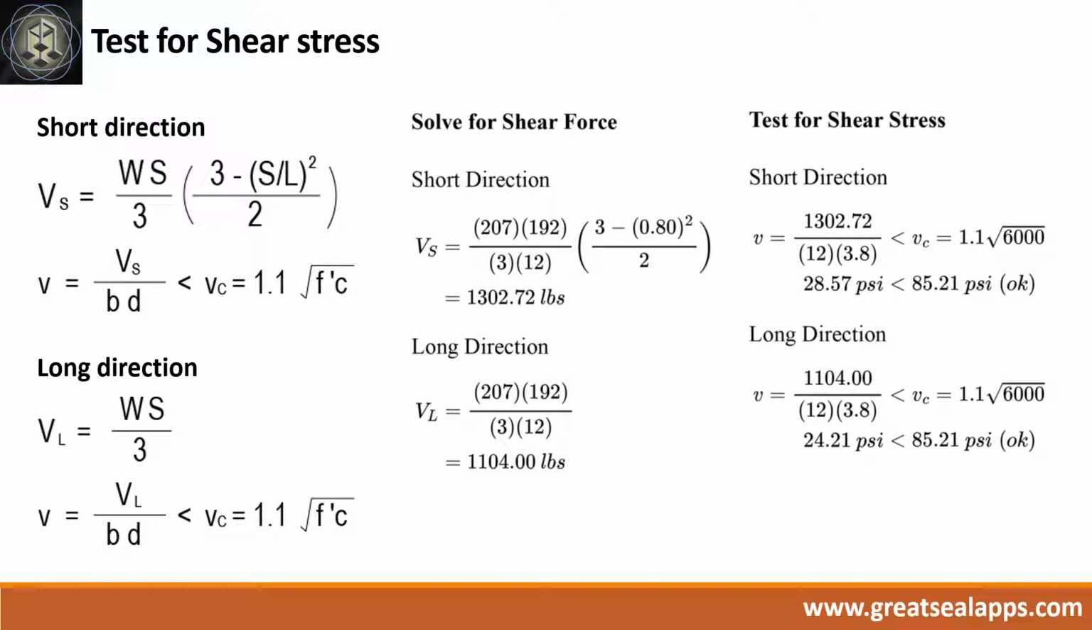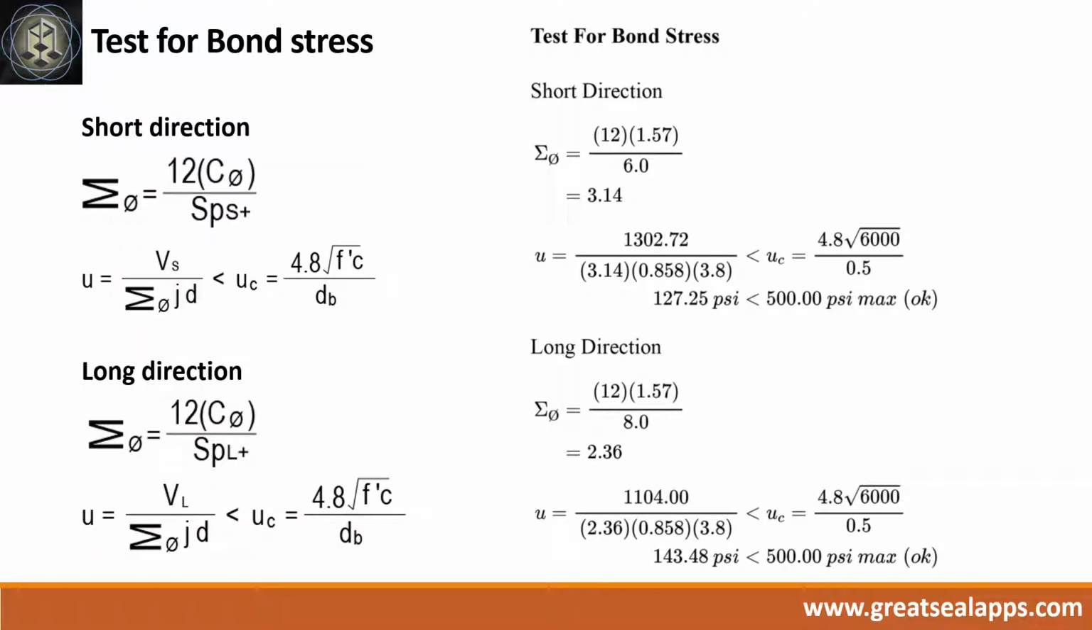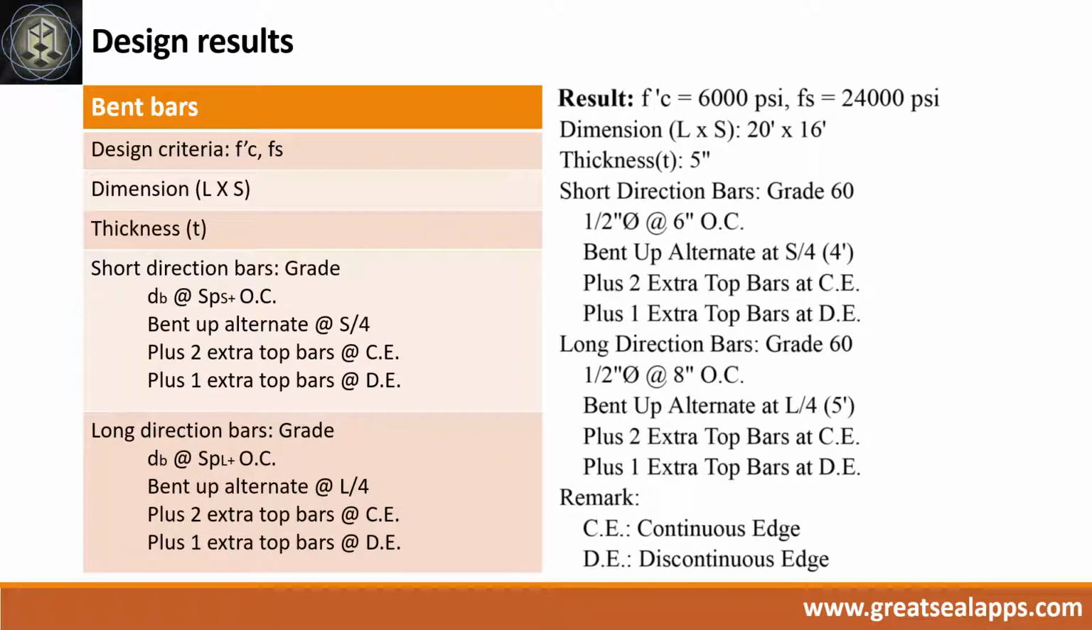1,302.72 pounds, with shear stress of 28.57 psi, less than 85.21 psi. The long direction shear force is 1,104 pounds, with shear stress of 24.21 psi, less than 85.21 psi. The short direction bond stress is 127.25 psi, while the long direction bond stress is 143.48 psi, both less than 500 psi. Design results are as follows.